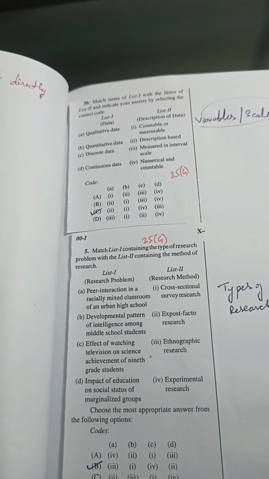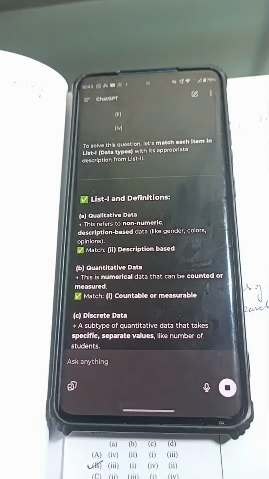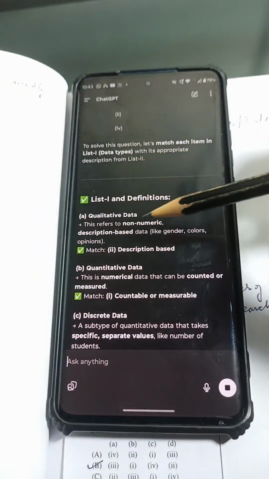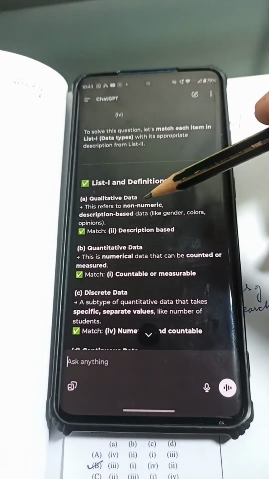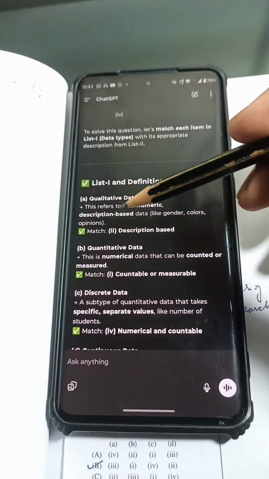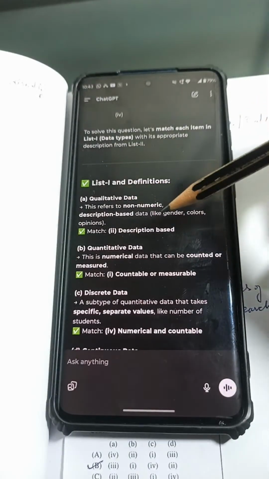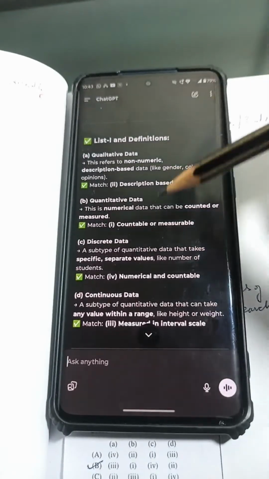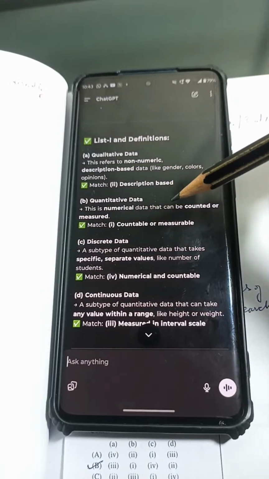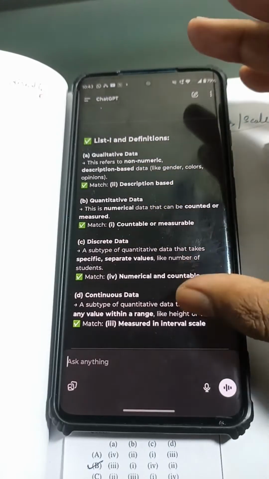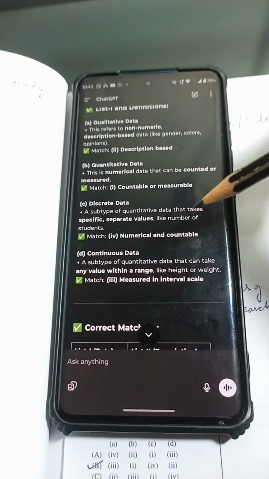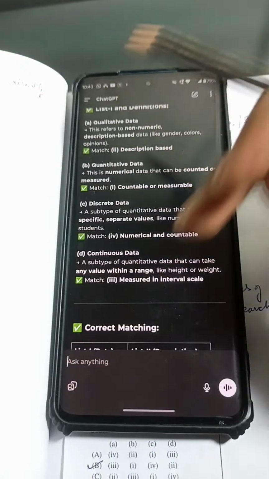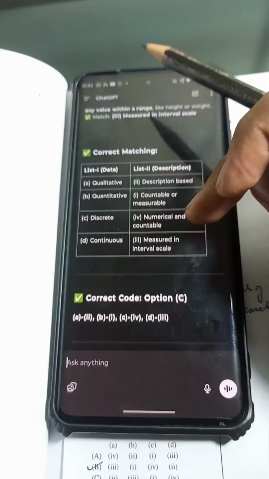Okay, here we go. Quantitative data, qualitative data, yes, I was right. Quantitative is number. Qualitative data refers to non-numeric, description based data like gender, color, options. It was pretty much easier. Quantitative data is numeric data that can be counted or measured, countable or measurable. Discrete data, a subtype of quantitative data, takes specific separate values like the number of students. Numeric. So this was the answer.